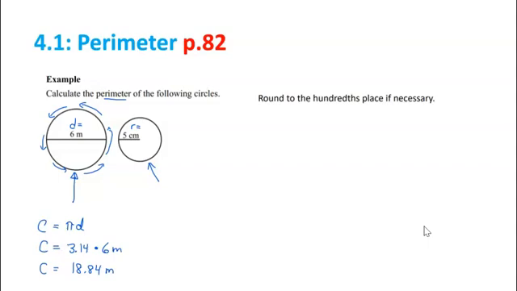For our second circle, we are only provided with the radius. So we only have half the diameter, so we have to make sure that we don't use that value. We're going to take the radius and we're going to double it, multiply it by 2. So we're going to take 2 times 5. So our diameter is 10 centimeters.